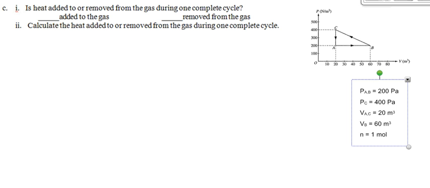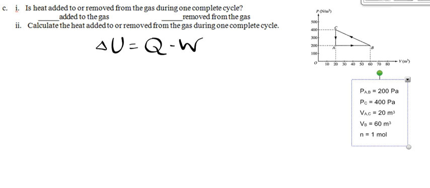All right, part C has 2 parts. It wants to know, is heat added to or removed from the gas during one complete cycle? And then it asks you to calculate whatever that value is. Anytime you ever have to calculate Q, the only equation you're going to use is the first law equation.